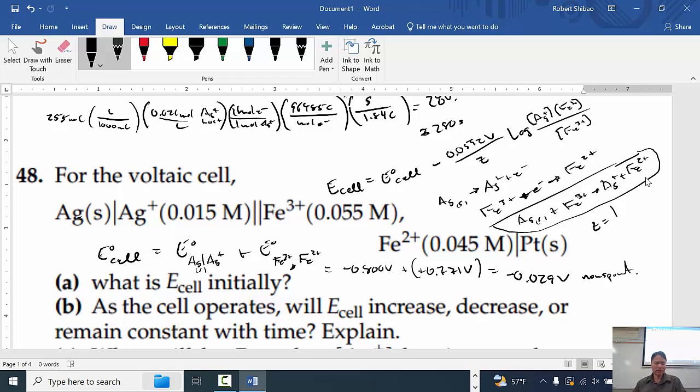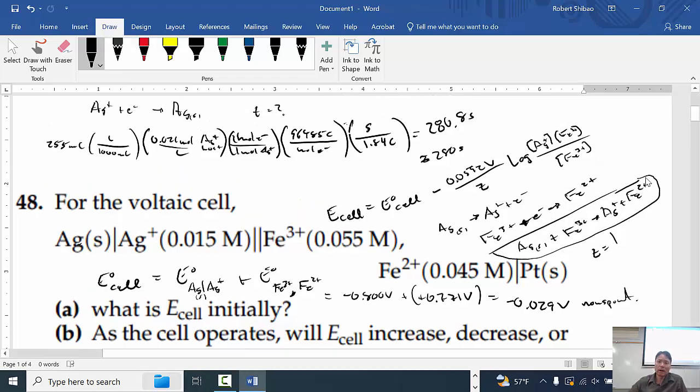So let's go ahead and I'm going to calculate it here. That is 0.015 times 0.045 divided by 0.055. So the more reactants we have, the bigger the denominator, the more positive this will become. Take the log of this, times negative 0.0592 divided by 1, which is the same thing. And then we calculate E naught of the cell as minus 0.029. And I get 0.084 positive.